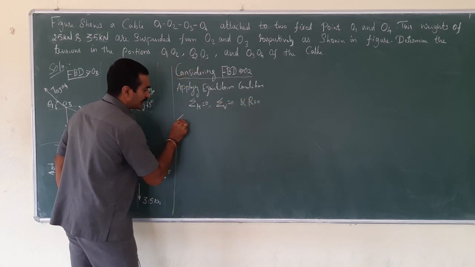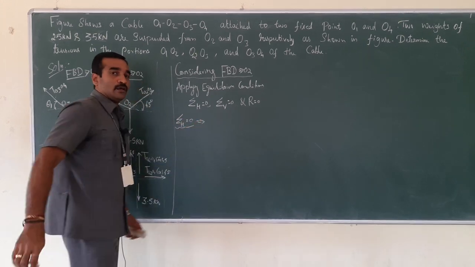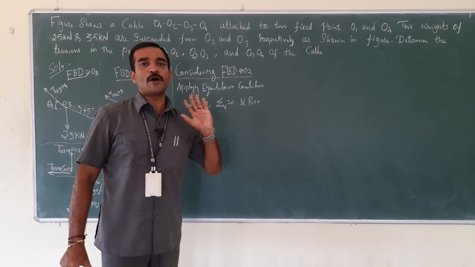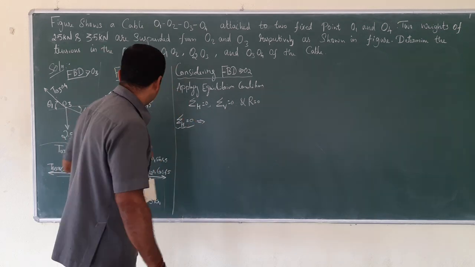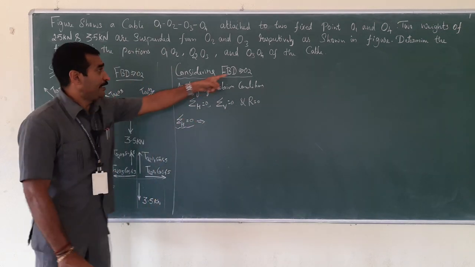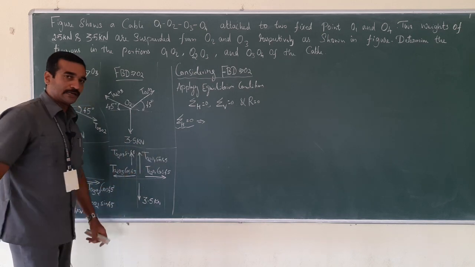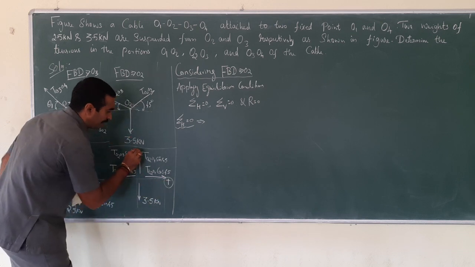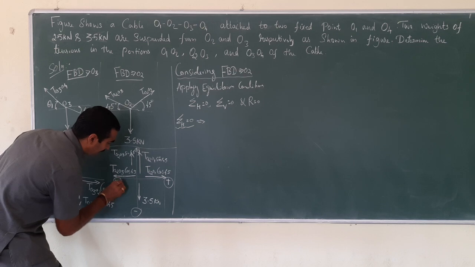Now I am going to consider summation H is equal to 0, resolving the horizontal forces, the forces which are acting in the positive x direction and negative x directions. Right. Now I am referring FBD of O2. So look at this resolution force diagram. This carries positive sign, and this one positive sign. This one carries negative sign. This one carries negative sign.